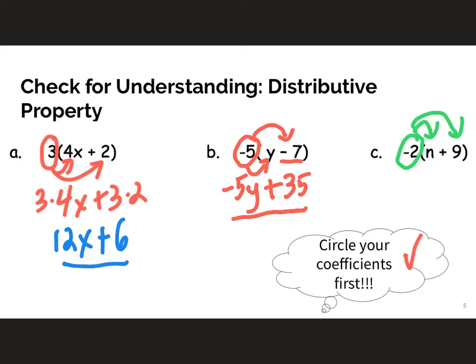So I'm first going to multiply -2 times n, which gives me -2n. And then I want to multiply -2 times 9. A negative times a positive is a negative, and negative 2 times 9 is negative 18. So this should be my fully simplified expression using the distributive property.